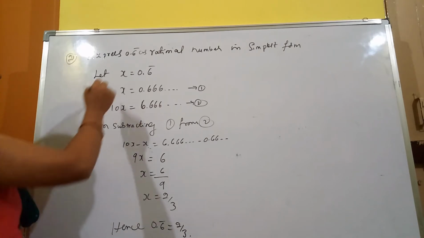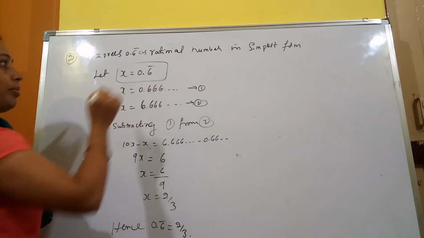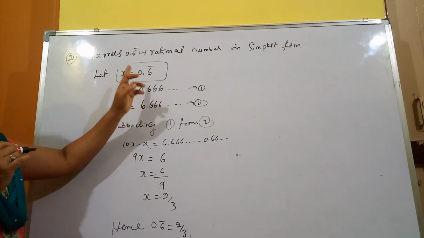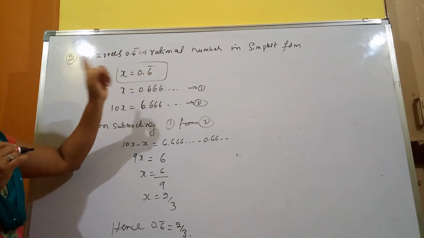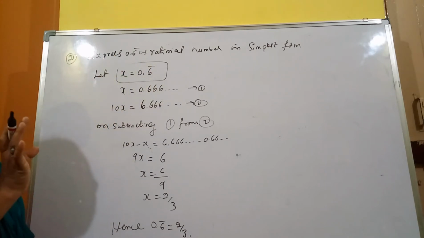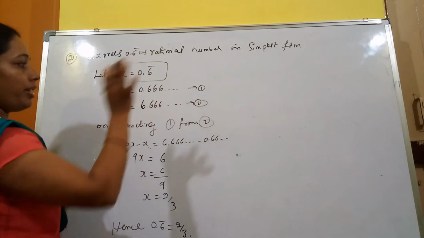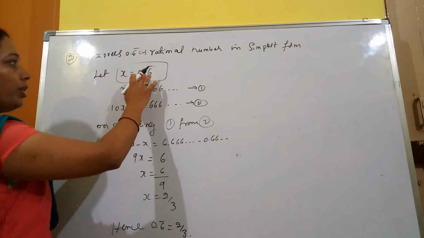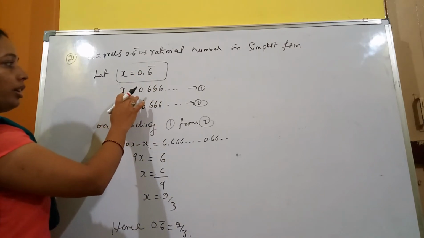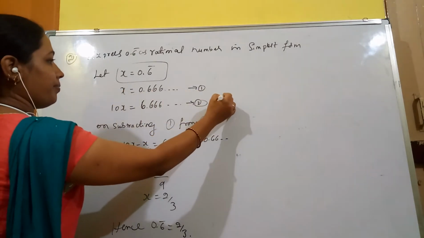We call the given number x is equal to 0.6 bar. 6 bar means they are putting a bar on the number 6. That means this one digit is repeating. If they put a bar on one digit, only that one digit will be repeating. Then x is equal to 0.6666. Call it equation number 1. Here one digit is repeating, that's why we have to multiply by 10, both LHS and RHS. If you multiply both sides by 10, what happens?